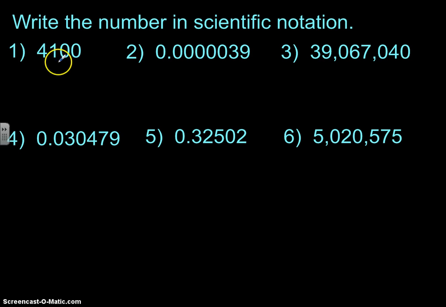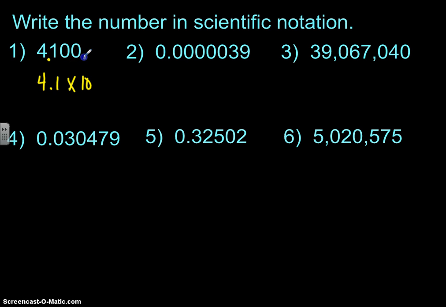So I'm going to take this number, 4,100, and I'm going to make it a number between 1 and 10 by moving the decimal. Well, currently the decimal is here. Where does the decimal need to be so that this number is between 1 and 10? Well, it needs to be between the first and second number, right? Okay, so I'm going to rewrite it as 4.1. And I'm going to put my big times sign, I'm going to put the big 10 there. Now all I need is the exponent.